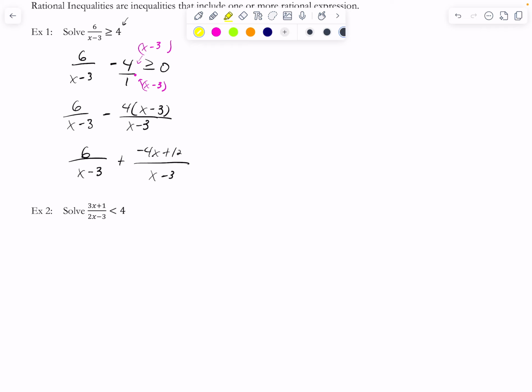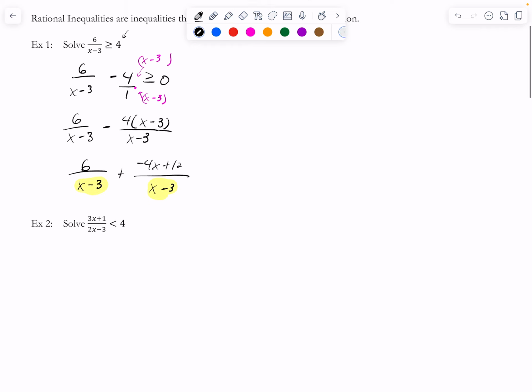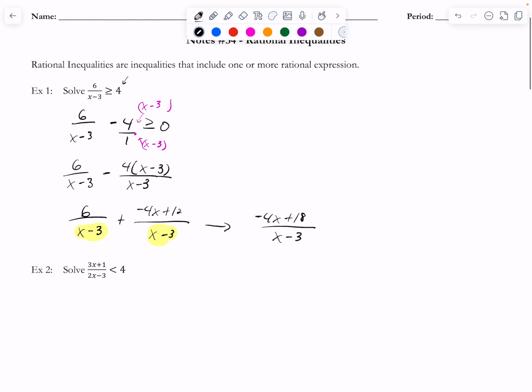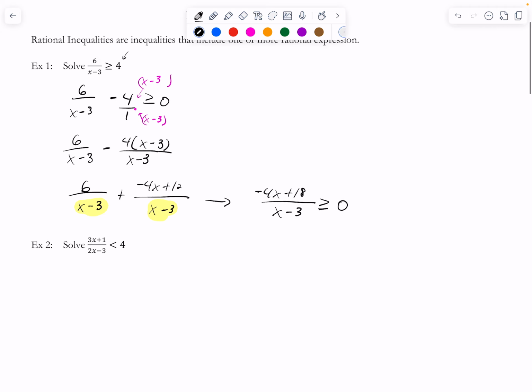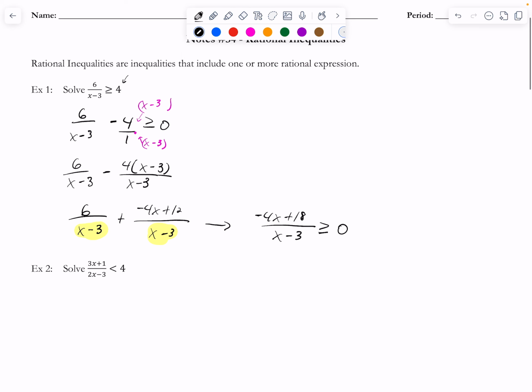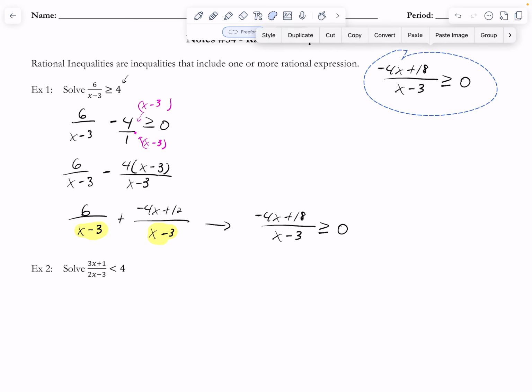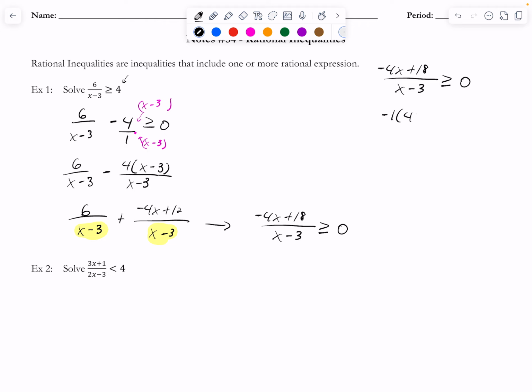And now that we have the same denominator, we can combine to get our new expression here, negative 4x plus 18 over x minus 3. Okay? So now I am going to focus on this, and this is greater than or equal to 0. And I am going to factor out that negative in the numerator. So actually, let me copy this and move it up here. I'm going to factor out that negative on top to get 4x minus 18 over x minus 3.